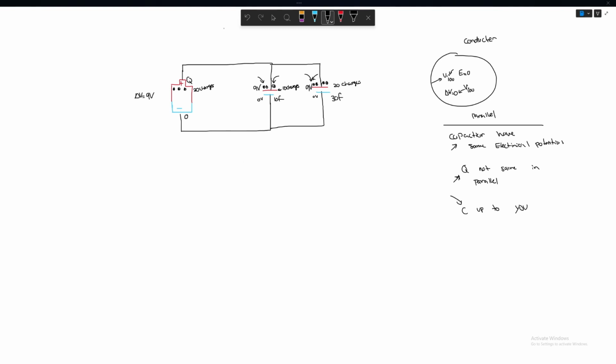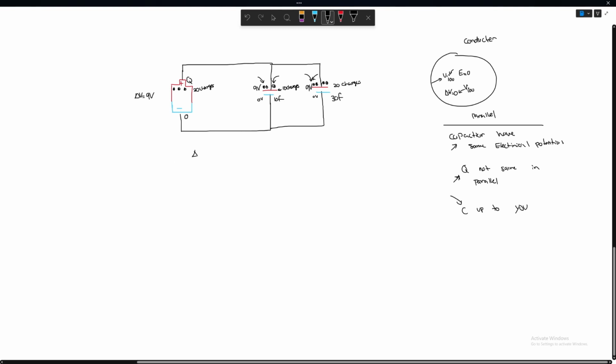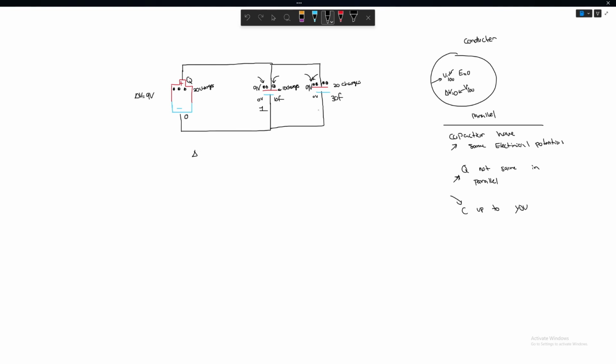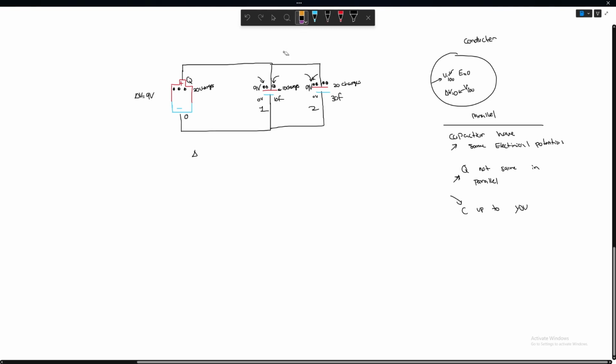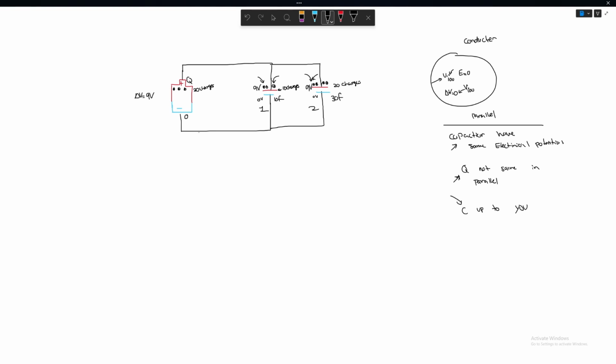Okay, so if I want to find the capacitance of the whole parallel circuit, I know the potential difference, like we said, is the same across both of them. So if I name this 1 and this 2, then the potential difference V1 equals the potential difference V2. Remember how we said these are all conductors, and on a conductor, the potential difference has to be exactly the same, and so that's why they're equal.